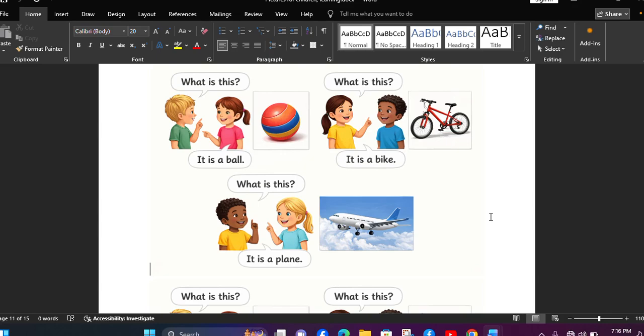Okay, look at it. I have more materials here. These are some of the materials I like to use for my young learners. And here too. What is this? Is it a bike? Okay, is it a plane? Allow the student to make mistakes. Allow the student to speak.